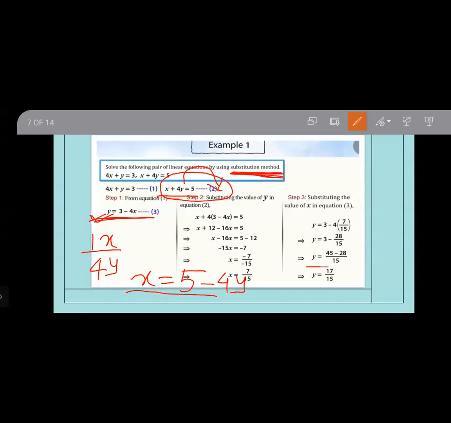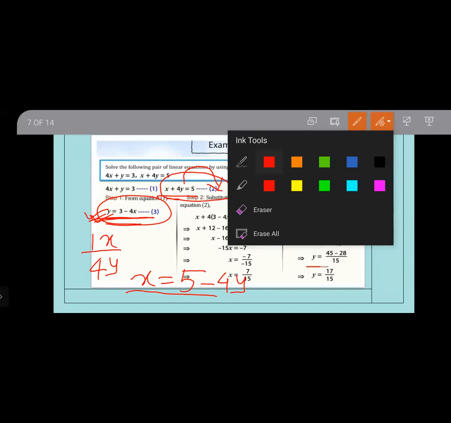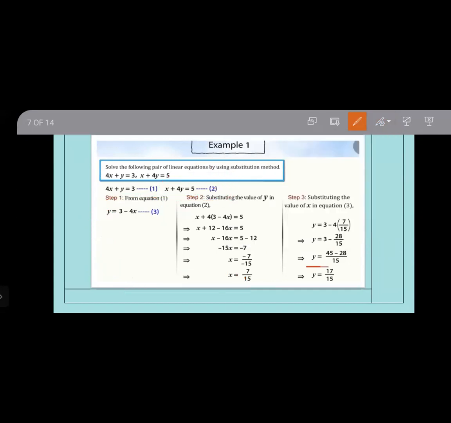So here two equations are there. Any one equation you can select and get the value of one variable, and that value you can substitute in the other equation and get the value of the other variable. I hope that whatever I am saying is clear. So here y equals 3 minus 4x. Now this is my third equation. I will mark this as equation number 3. How did you get this equation, from equation 1 or not?